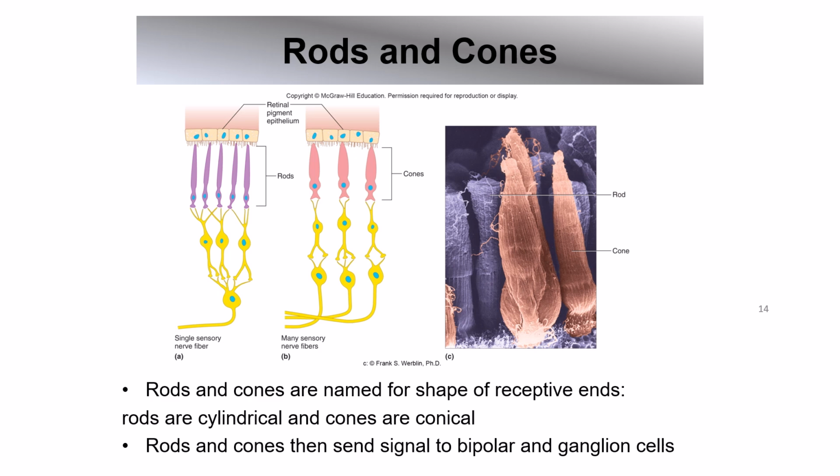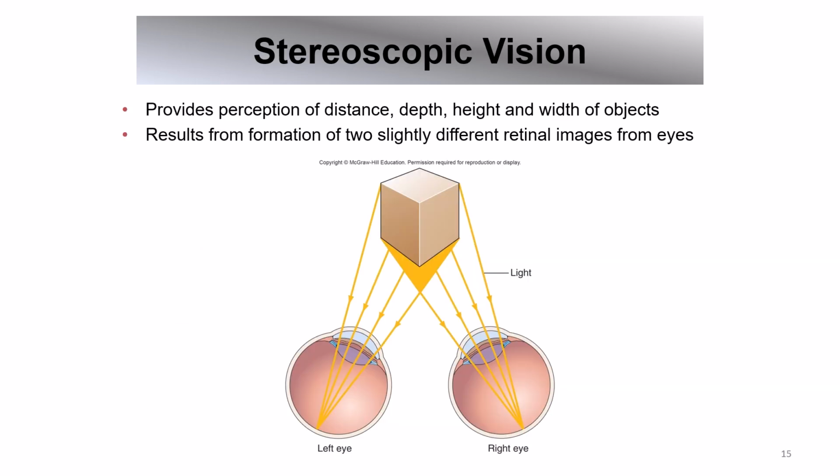Here it just shows the picture with the rods and the cones. They're actually named for their shape. Stereoscopic vision means that the vision from both of our eyes is put together, and this gives us information about distance, depth, height, and width of objects. Once again, this says here it results from the formation of two slightly different retinal images from the eyes.